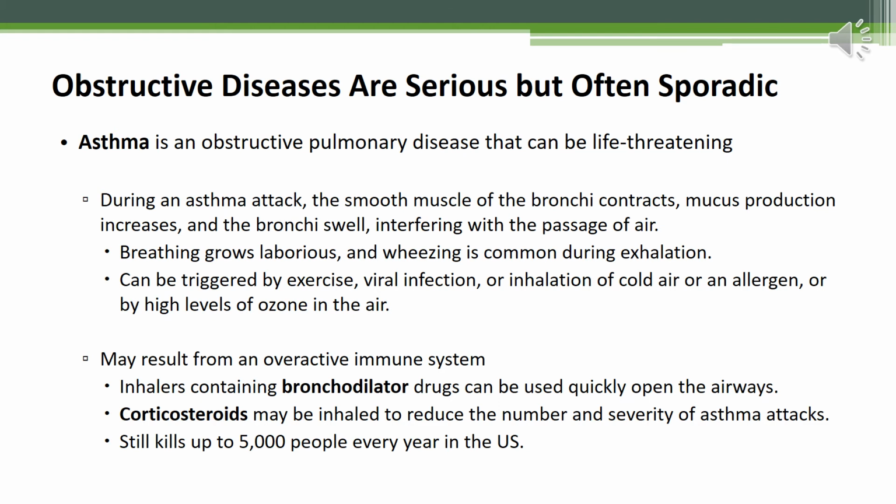Asthma may result from an overactive immune system. Typically, inhalers containing bronchodilator drugs are used to quickly open the airways. Corticosteroids may also be inhaled to reduce the number and severity of asthma attacks. However, asthma still kills up to 5,000 people every year in the United States, which sounds kind of high.